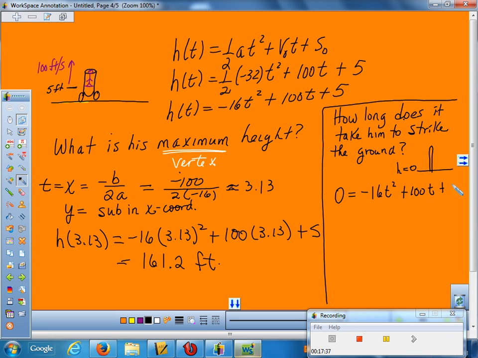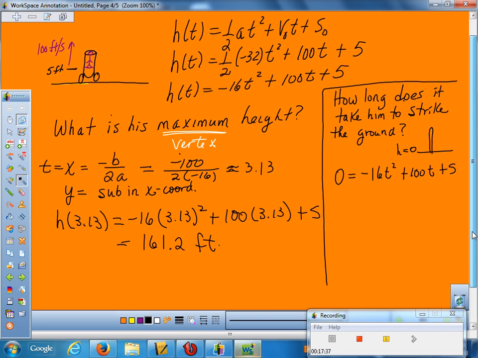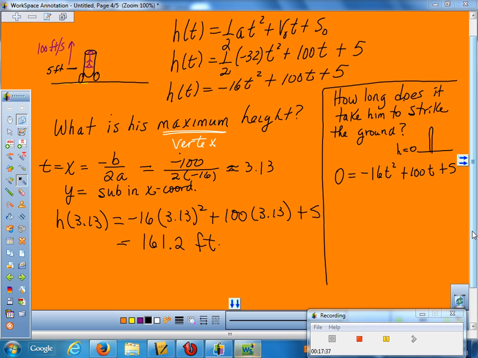And we now have a quadratic we need to solve for time. So now you have a choice. You can factor it, but I don't think this one's going to factor. You can do completing the square, graphing, or quadratic formula. My pick would be, of course, the quadratic formula.